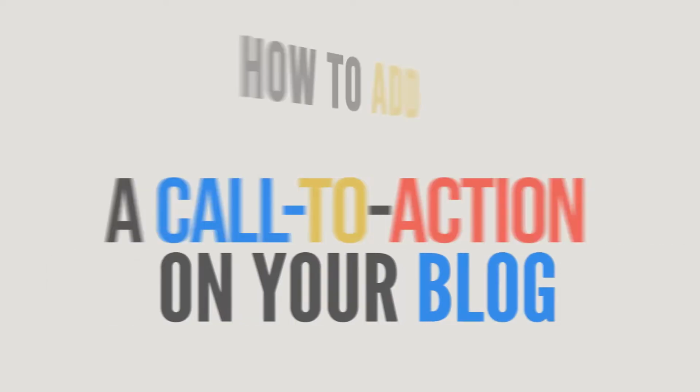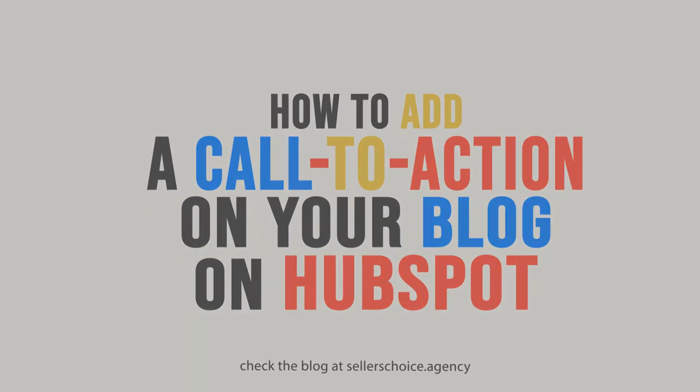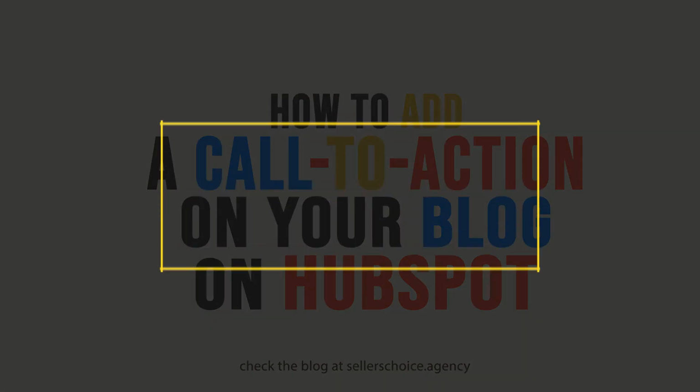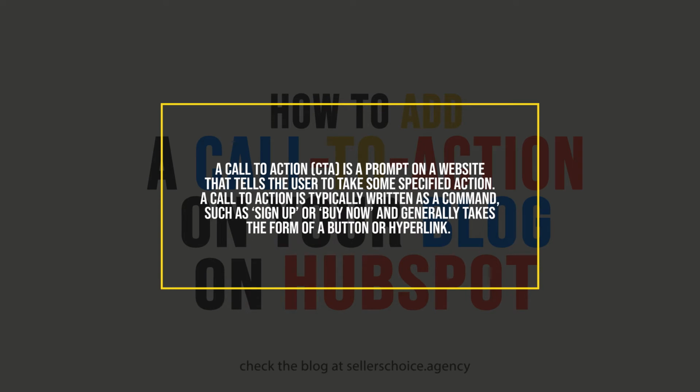In this tutorial, we will learn how to add a call to action in your blog on HubSpot. A call to action, or CTA, is a prompt on a website that tells the user to take some specified action. A call to action is typically written as a command such as sign up or buy now, and generally takes the form of a button or hyperlink.